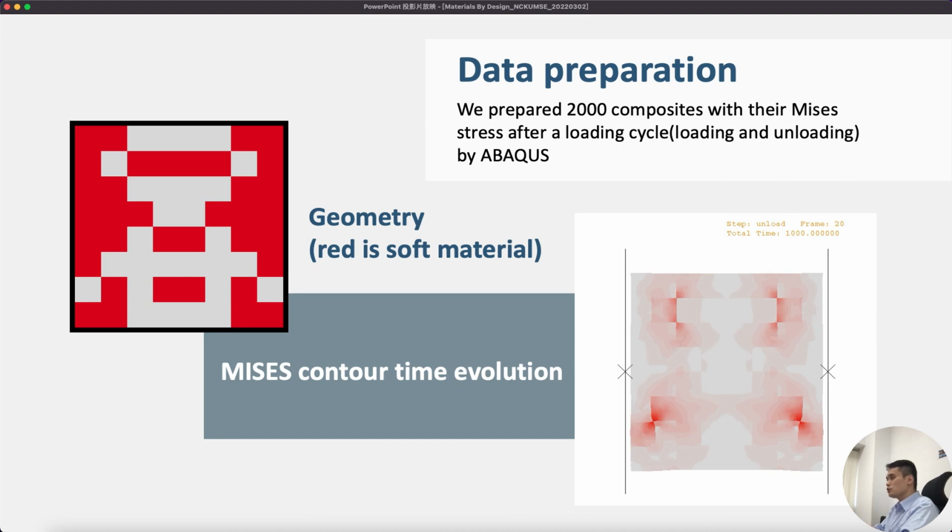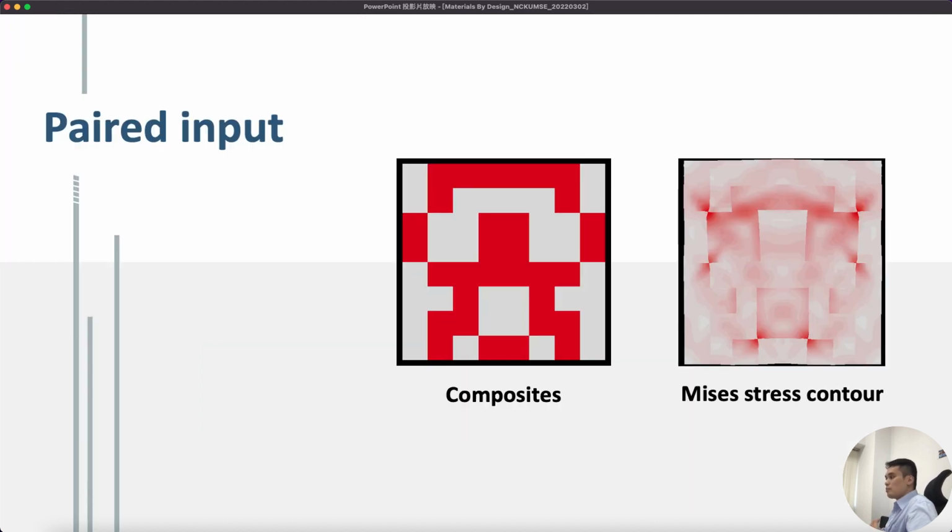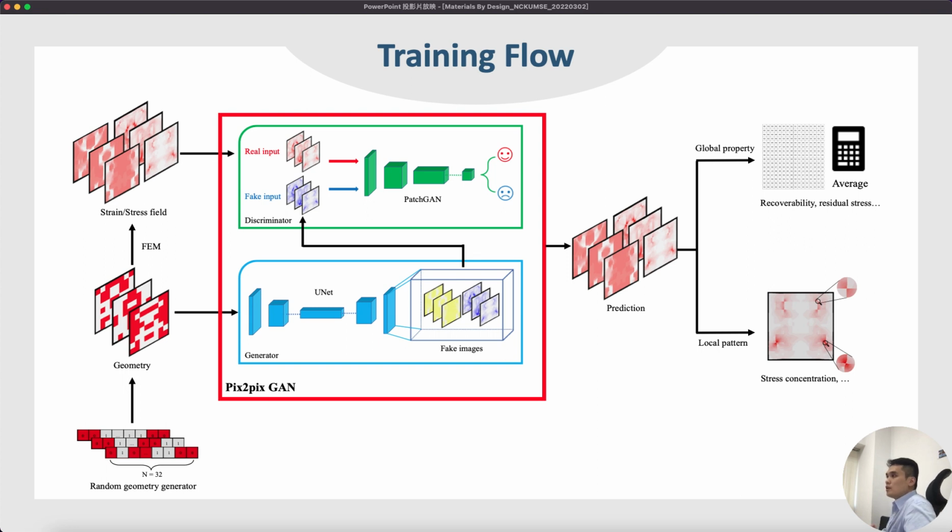So the goal of our model is to predict this stress field. We call it residual stress or residual strain. The paired input is a composite, and we want the model to predict the missing stress contour output and the displacement field. So this is the training flow of the model. We have training label data and put it into our GAN model, so that it can predict the stress field or the strain field. That's the first thing we can do: analyze the bioinspired composite.